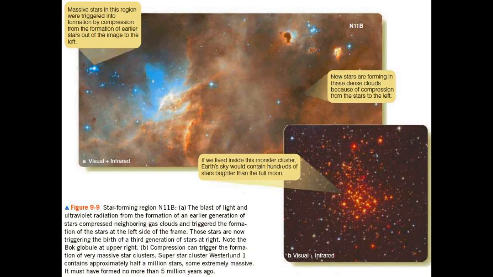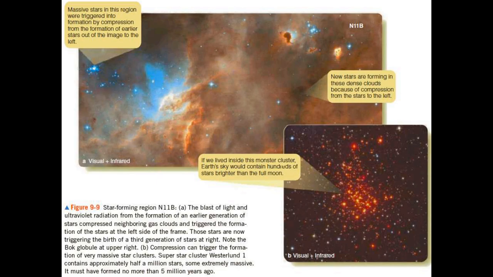So in this image, we can see the star-forming region in 11b. In image A, the blast of light and ultraviolet radiation from the formation of an earlier generation of stars compressed neighboring gas clouds and triggered the formation of the stars at the left side of the frame. Those stars are now triggering the birth of a third generation of stars at the right. Note the Bok globule at upper right.